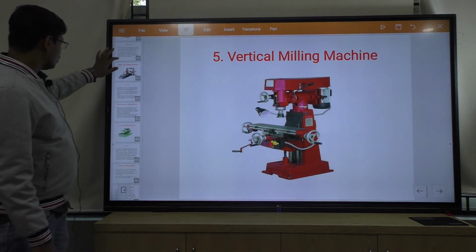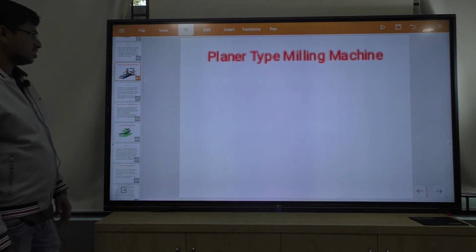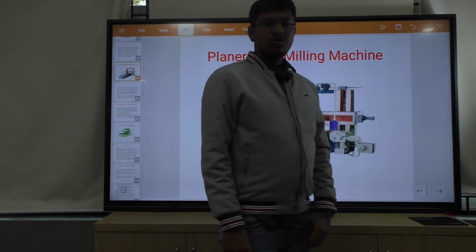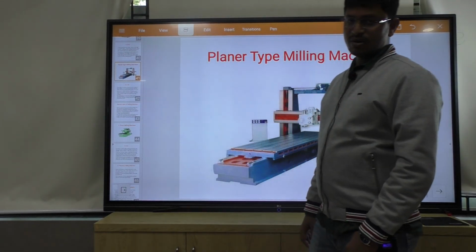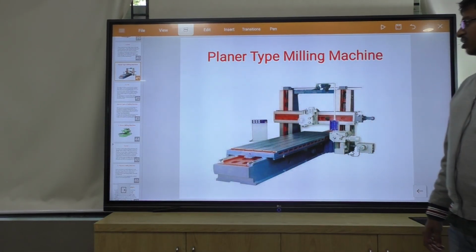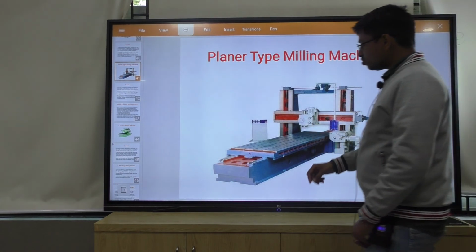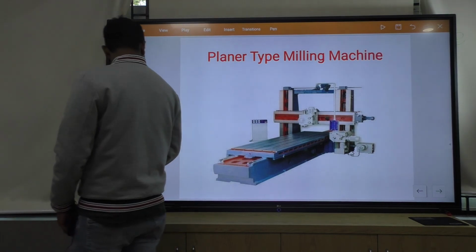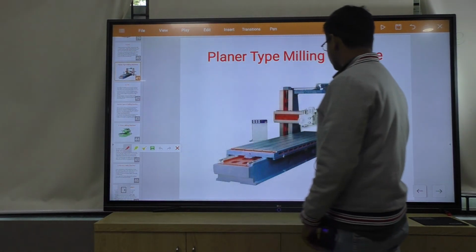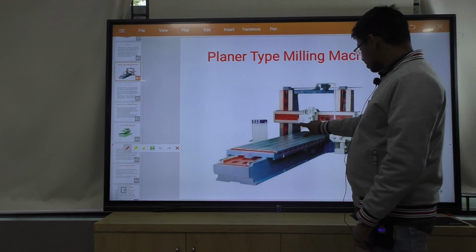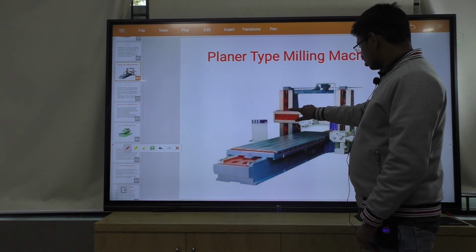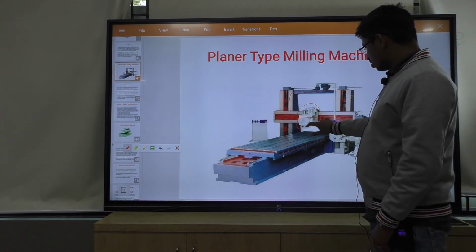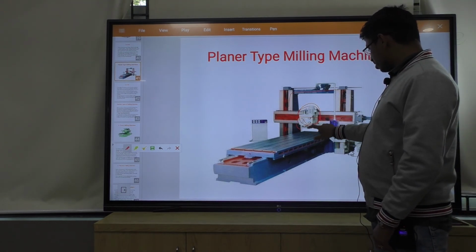Then there is another type, planer type milling machines. What are planer type milling machines? In planer type machines we provide the milling cutter. This is called a planer type milling machine. Here one cross rail is present. This is the cross rail and this is the cutter, a multi-point milling cutter.